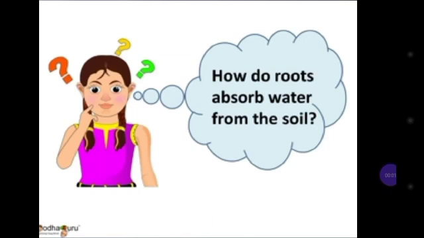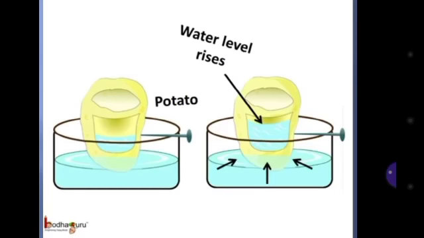Now, the question that arises here is, how do roots absorb water from the soil? To understand this, take a common experiment: take a large potato, peel its skin and cut it into two halves. Now make a deep and hollow cavity, put one half in water, and mark the level of the solution with a pin. Keep it untouched for 2 hours. What do we see? The water level rises inside the potato cavity.